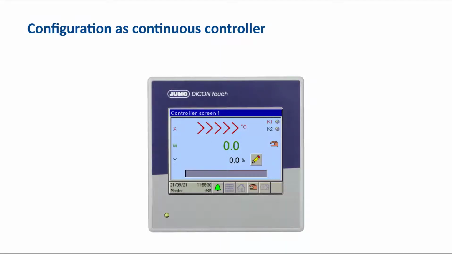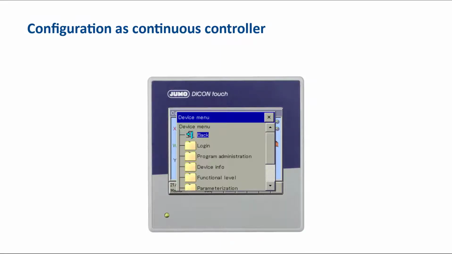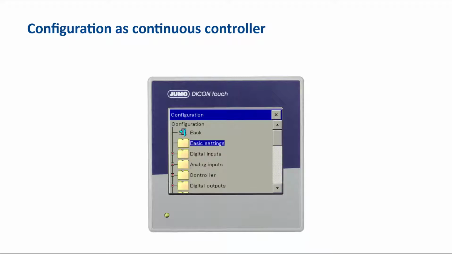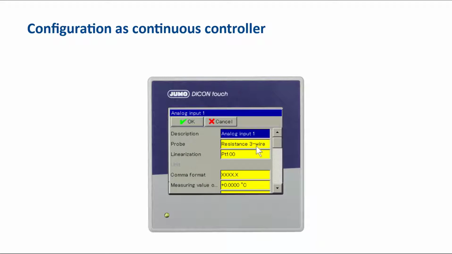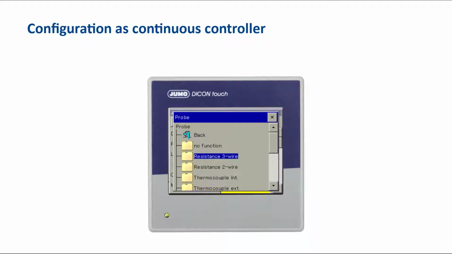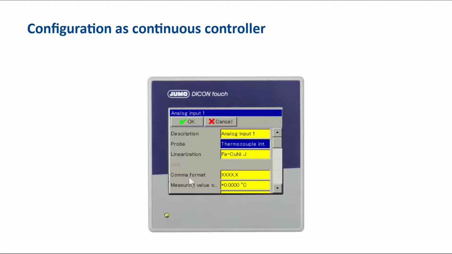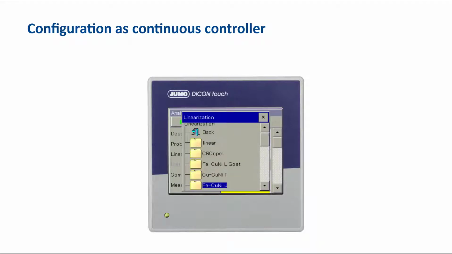When adjusting via the front panel, the settings are made in the menus of the configuration level. To configure the controller function, settings are only made in the analog inputs, controllers, and output submenus. By factory default, the first analog input is used as process value. The inputs allow the connection of RTD temperature probes, thermocouples, and potentiometers. Standard signals can also be connected. For the example, thermocouple with internal temperature compensation is selected and the corresponding linearization is set.